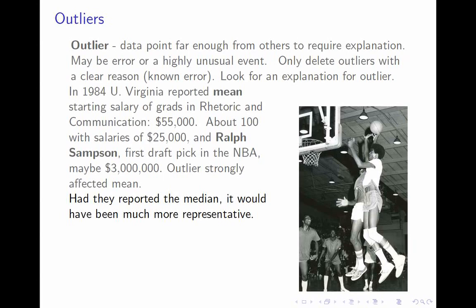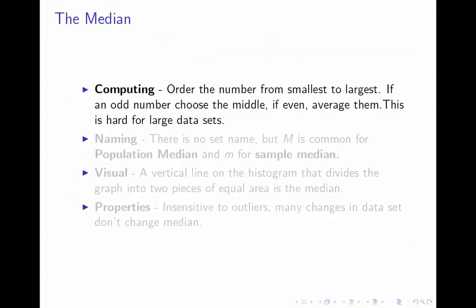And nowadays, if you go to the University of Virginia website, they report the median income. And in fact, it's generally true that when people are reporting income, prices, things like that, which tend to have highly skewed data, they would generally report the median. And if they don't, they probably don't know much about what they're doing. So that brings us to the median.